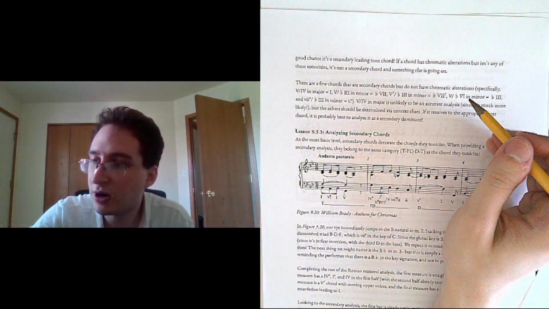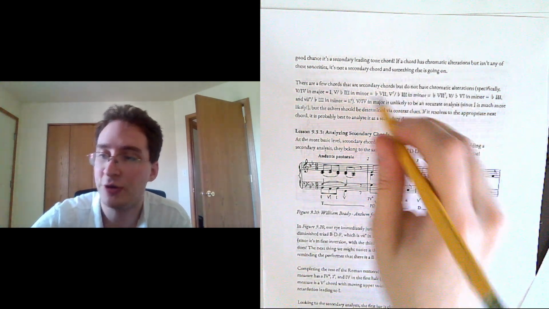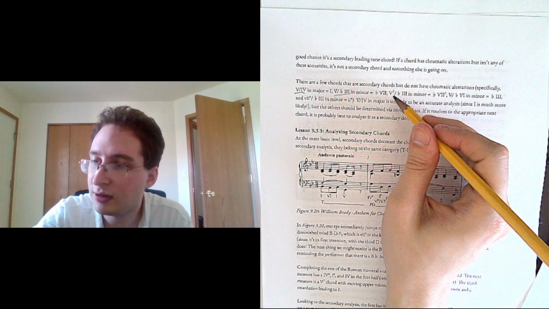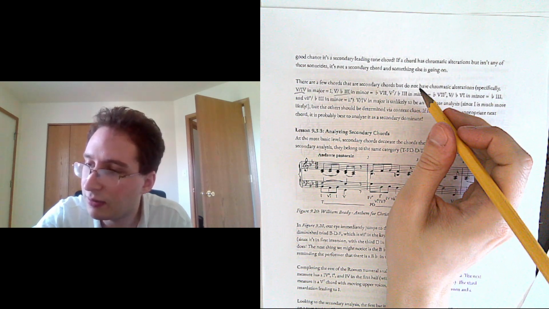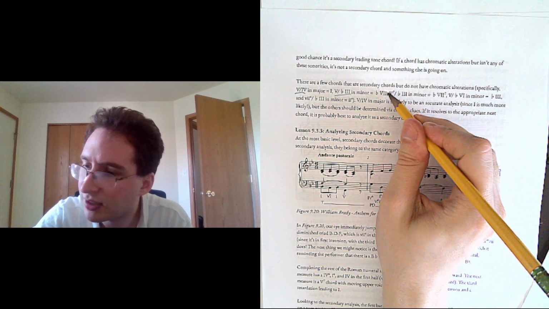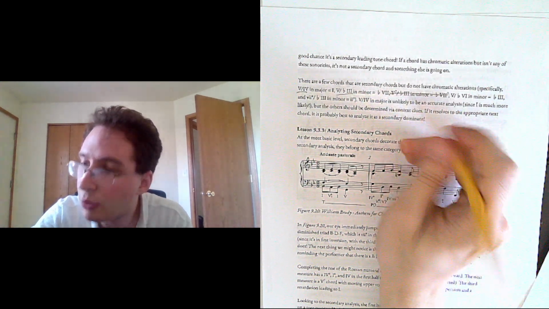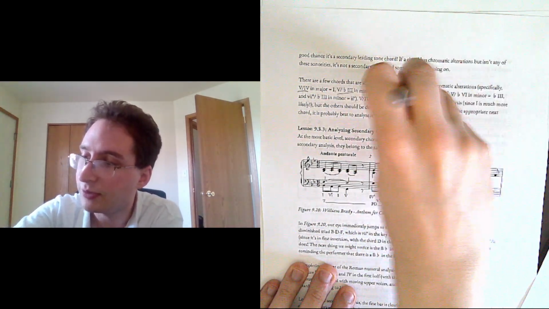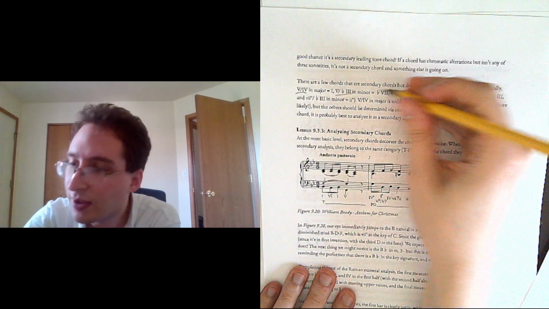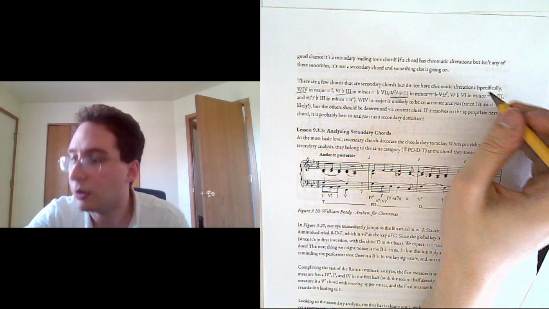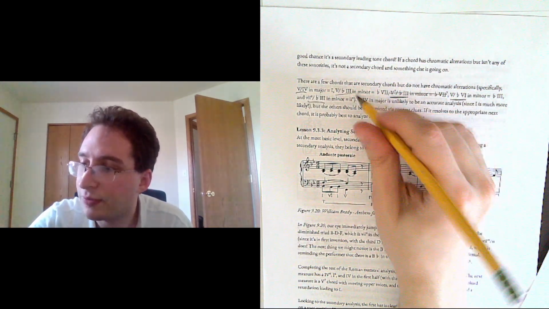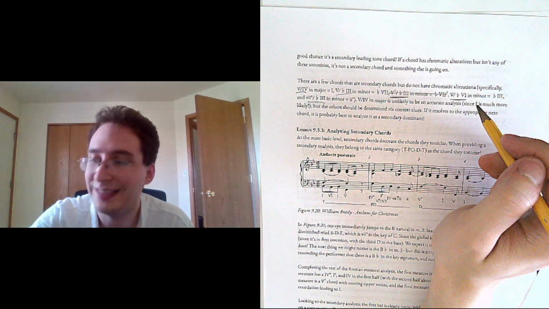Like I mentioned before, there are a couple chords that wouldn't have chromatic alterations: your 5 of 4 in major, your 5 of 6 in minor, and your 5-7 of 6. 5 of 6 and 5-7 of 6 are both diatonic. 5 of 4 and 7 diminished of 6. All of those are completely diatonic.